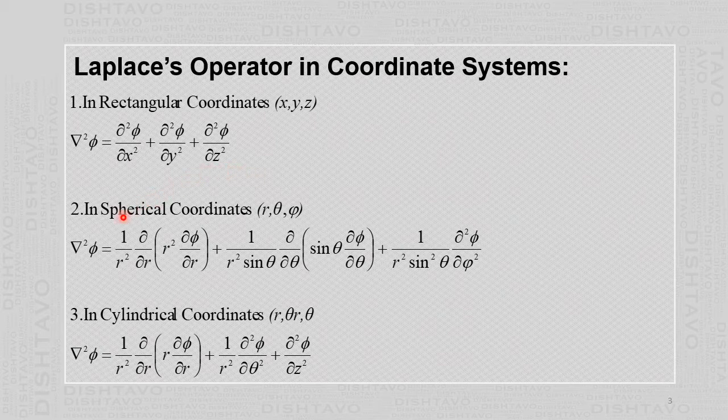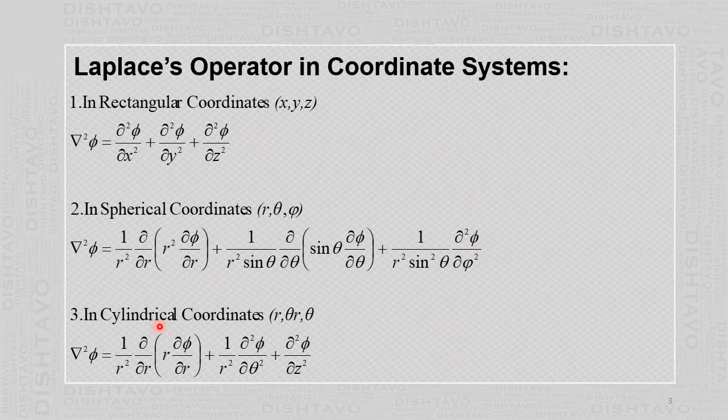Then in the spherical coordinate system, the Laplace's operator, that is the Laplacian, can be written as del square phi equal to 1 by r square del by del r of r square del phi by del r, plus 1 by r square sin theta del by del theta of sin theta del phi by del theta, plus 1 by r square sin square theta del 2 phi by del phi 2. Remember that this is the Greek letter capital phi, and this is the Greek letter small phi.